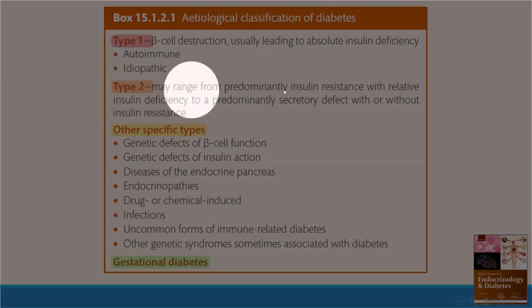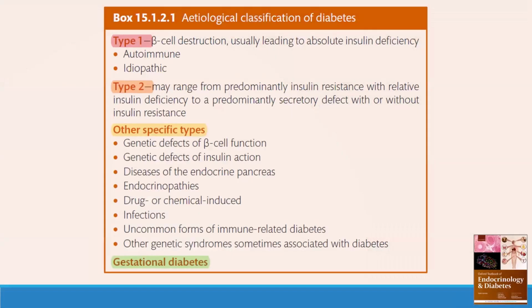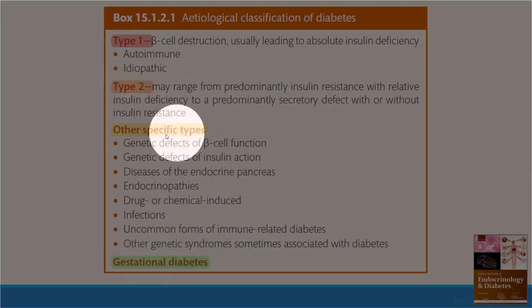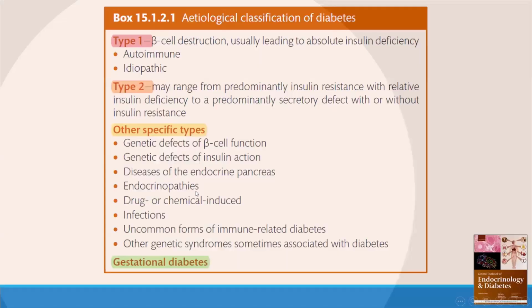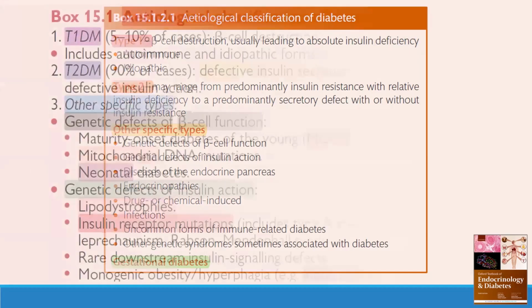Type 2 is due to insulin resistance, and this is the most common type of diabetes mellitus. GDM is hyperglycemia diagnosed during pregnancy. Other specific types include defects of the beta cell, defects of insulin action, problems in the endocrine pancreas, endocrinopathy like acromegaly, Cushing, glucagonoma, and so on, drug-induced hyperglycemia, infection, immune-mediated diabetes mellitus, and other genetic syndromes sometimes associated with diabetes mellitus. Let's go through these items in more detail.